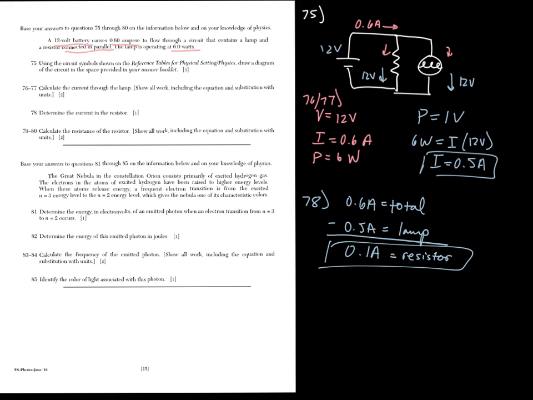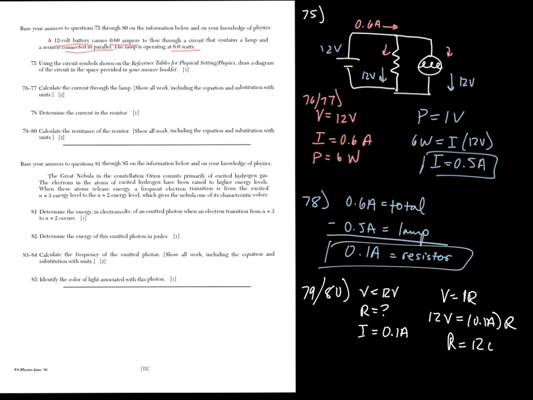All right, 79 through 80, calculate the resistance of the resistor. So we should also keep in mind that voltage stays the same. So that's still what we're going to use. V equals 12 volts. We're looking for R. And now we found out that our current through that resistor is 0.1 amps. V equals IR, 12 volts equals 0.1 amps times R, 12 divided by 0.1. R is equal to 120 ohms. That's our answer. And here, now we're on to this section, modern physics section.